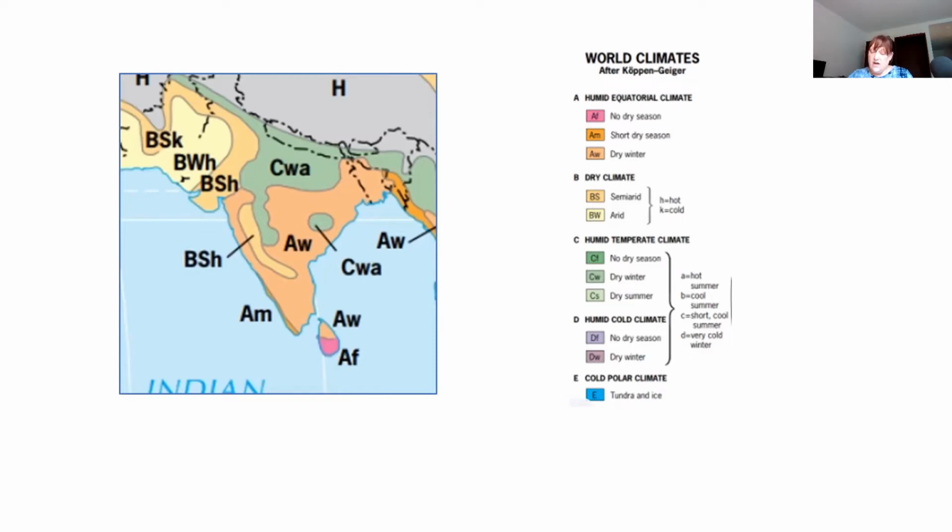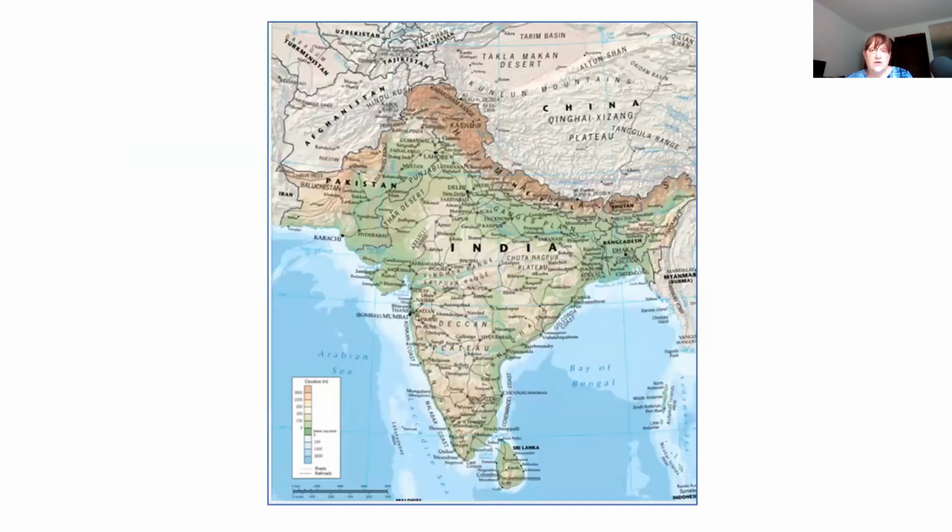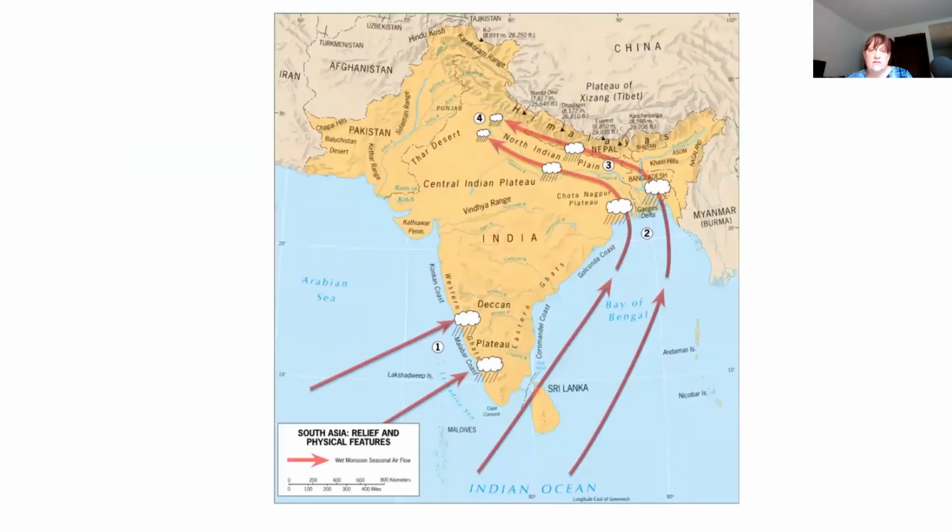Now, this area is also dependent on the monsoon rains for agriculture. And what you see here is that starting in the west, you have this moist airflow that's moving and hits the Western Ghats.